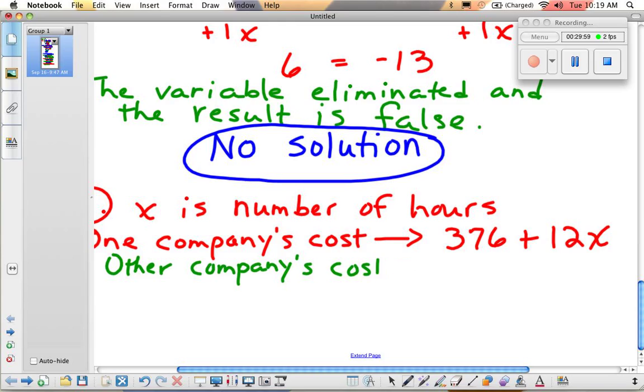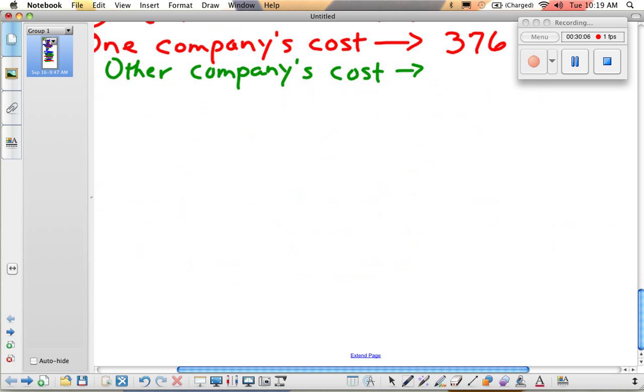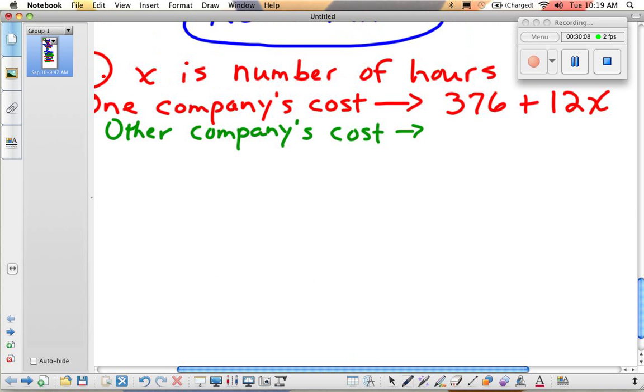Well then, the other company's cost. What algebraic expression can we use to represent the other company's cost, Chaser? 280 plus 15x. Okay. Do you like it, class? Do you think that's going to work?